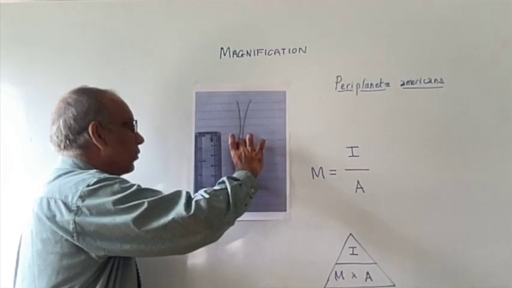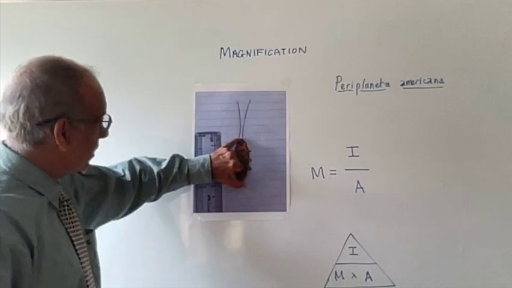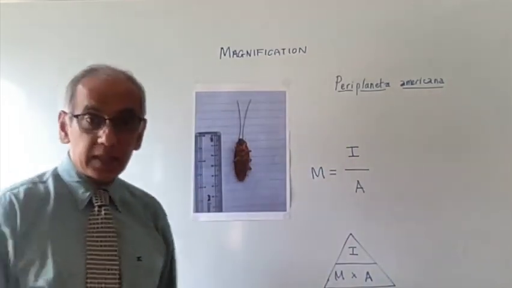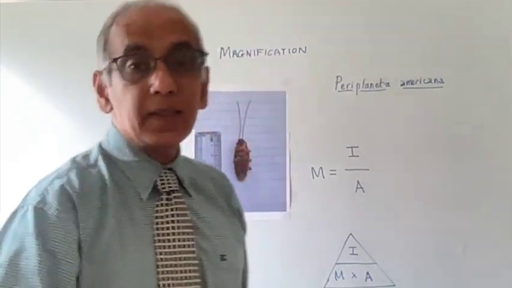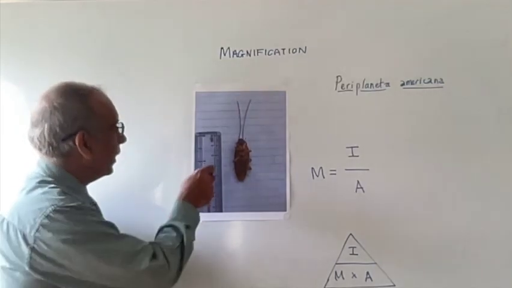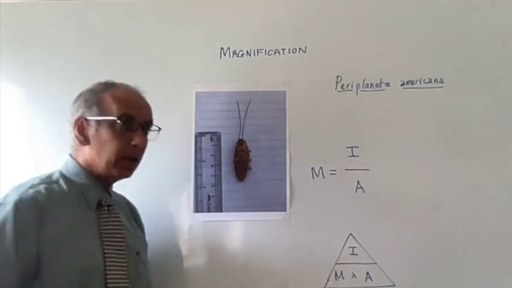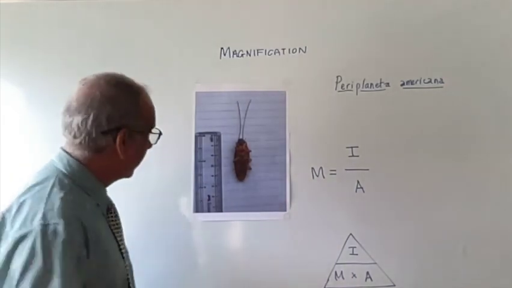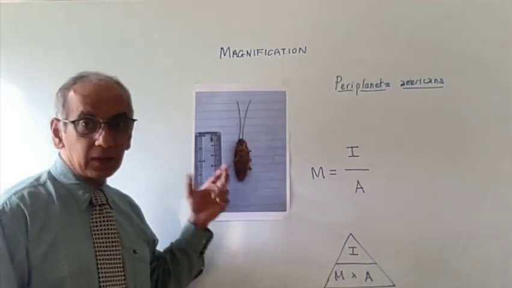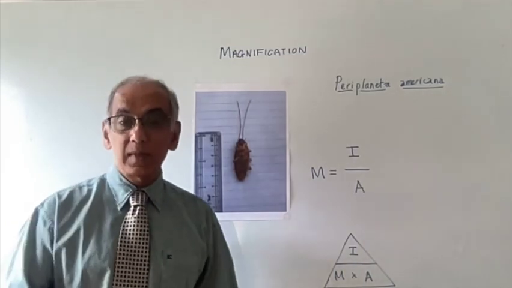Now this particular specimen here, we can take a ruler and measure this and get the size of the image. But where would we get the actual size from? Because it's just an image. So what we need to do is to look here and get our actual size. In as much as we are looking here, what we really have is a magnified ruler next to a magnified cockroach. And both of them have been magnified to the same extent.